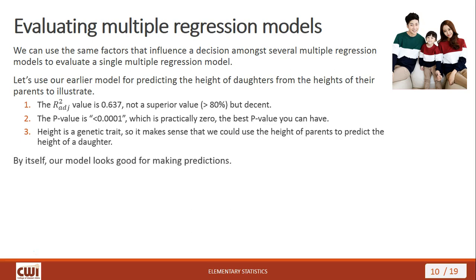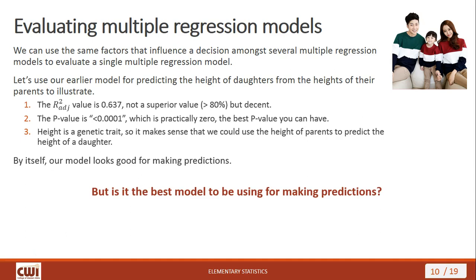So by itself, our model looks pretty good for making predictions. However, it's not the only multiple regression model that we can make. So the question is, is this really the best model for making predictions? Is it the one that we made, or is there another one we can make that's better than the one that we made? And how do we know that that model's better? Well, let's take a look at that.